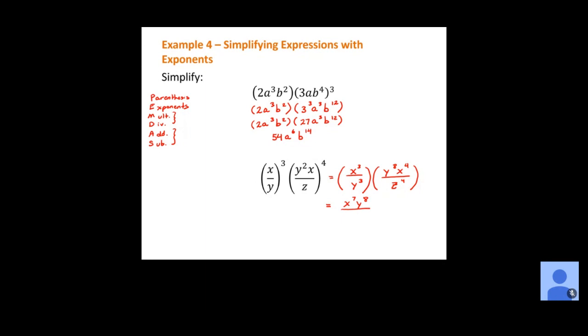Now, in the denominator, we just have a y to the third and the z to the fourth. Those aren't the same. We can't combine them. I'm just going to keep both, y to the third, z to the, oops, should be a 4. Any questions on that step?